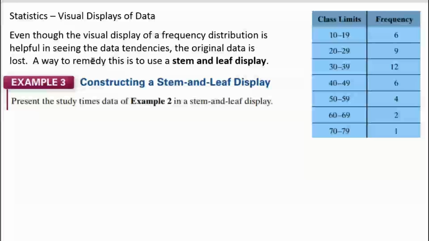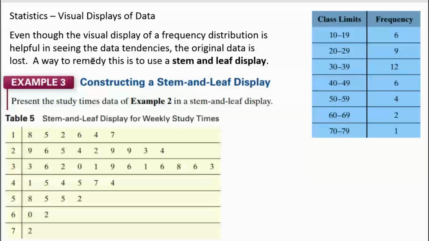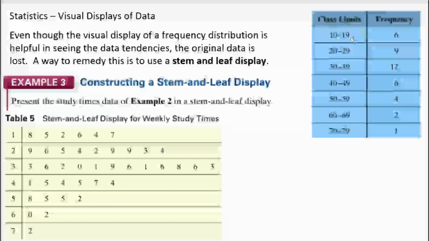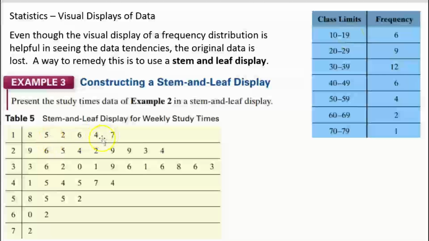Okay, so we're going to present the study times data of example 2 in a stem and leaf display. And I'm just going to show it to you rather than building it right in front of you. Here it is. Now, what is this information? Remember, there were 6 people that said they studied between 10 and 19 hours. Well, look, this is those people. The 1 is the teens. So somebody studied for 18, somebody studied for 15, somebody studied for 12.